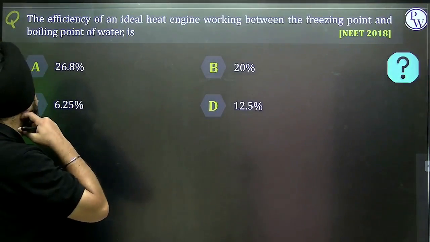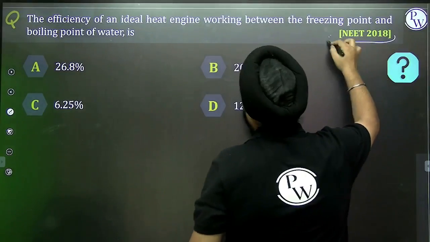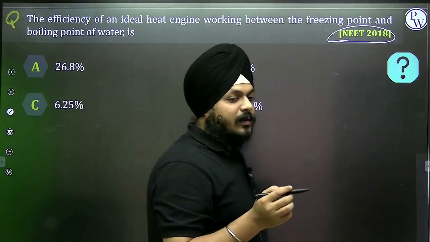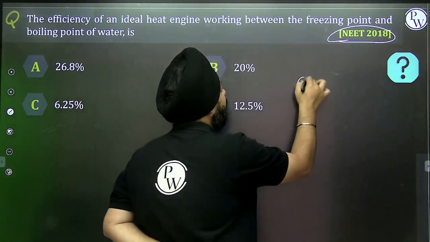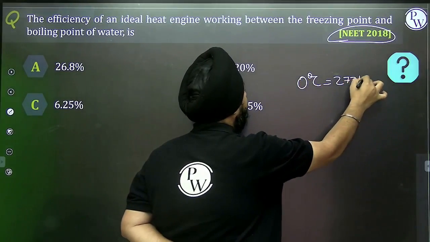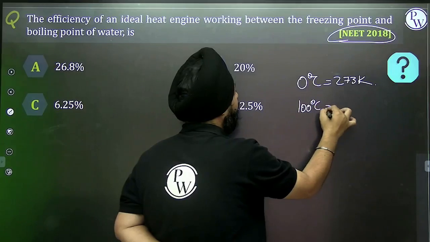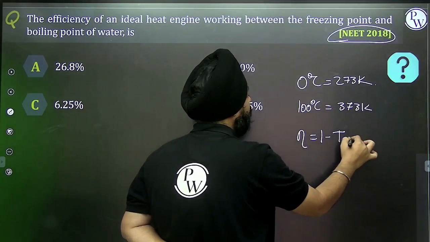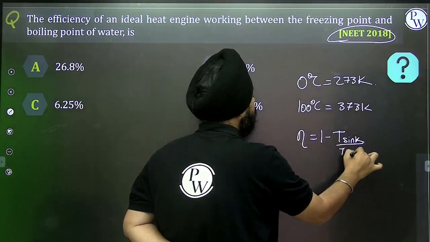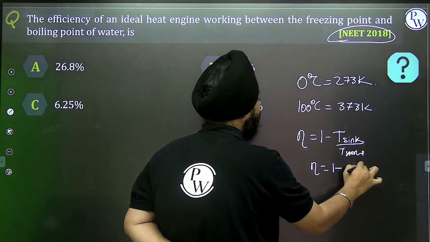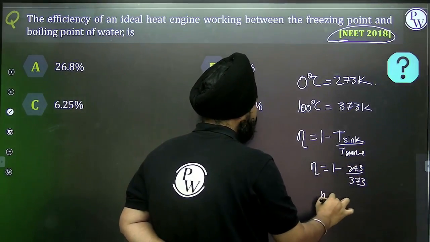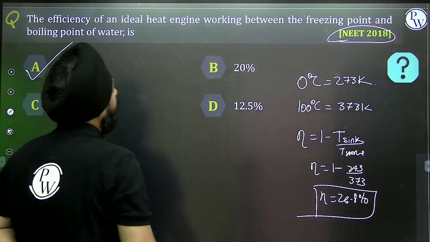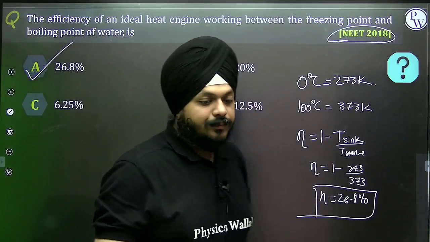Say, NEET 2018, a sum based on this was asked. The efficiency of an ideal heat engine working between the freezing point and the boiling point is. Freezing point is 0 degree centigrade, 273 Kelvin. Boiling point is 100 degree centigrade, 373. What is the efficiency? 1 minus temperature of sink by temperature of source. Efficiency is 1 minus 273 by 373, which equals 26.8%. A is the correct answer for that.